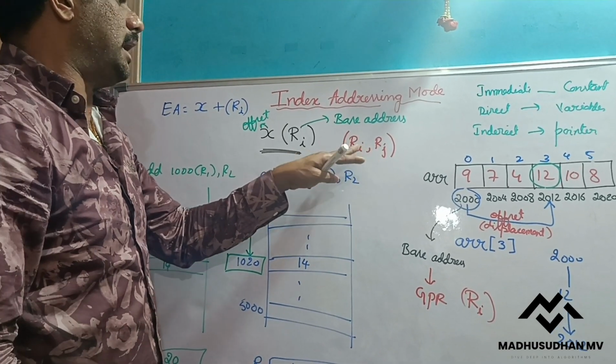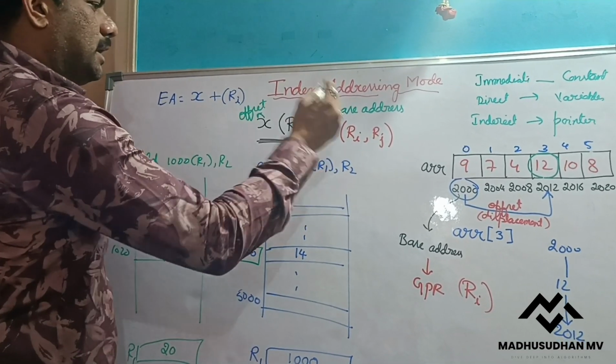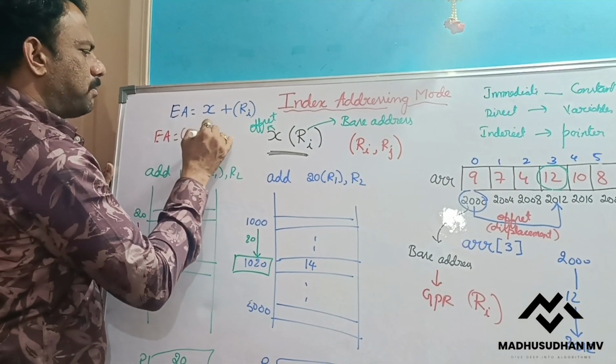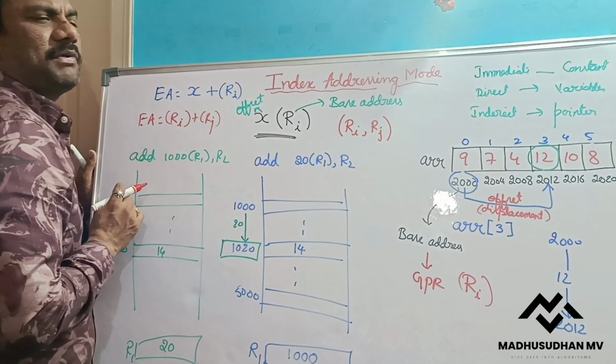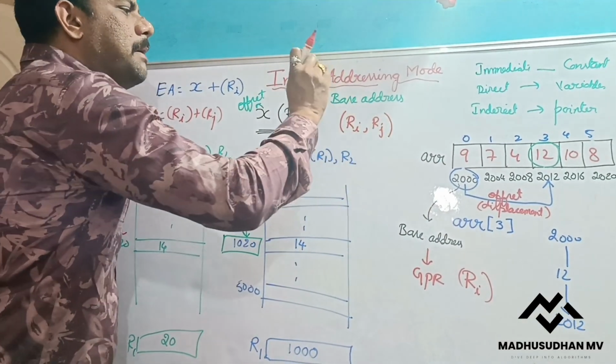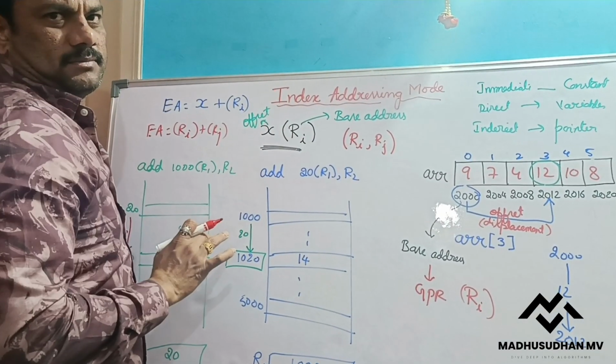If you write like this, again, how do we get the effective address for this? Again, the effective address for this case is what? Effective address is equal to Ri plus Rj. This is the effective address. If you write like this, then this addressing mode is called base with index.